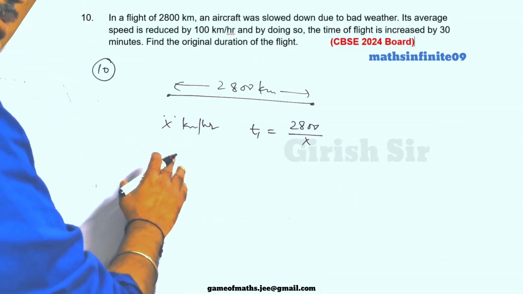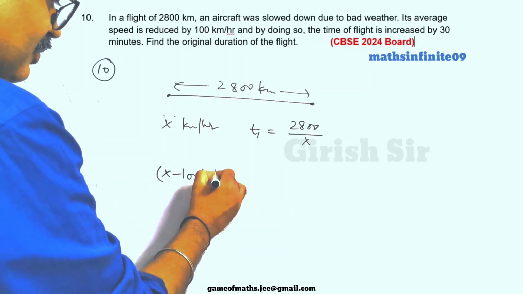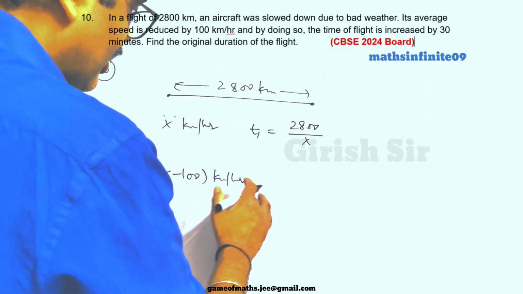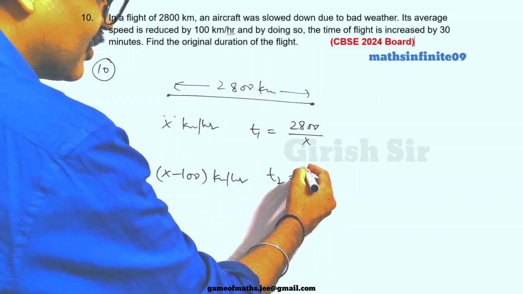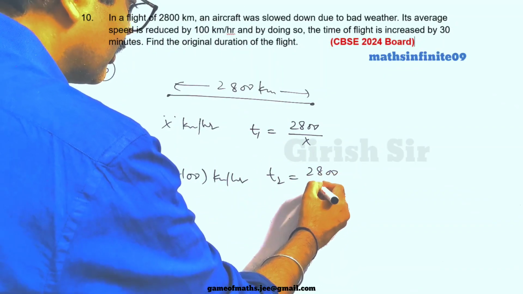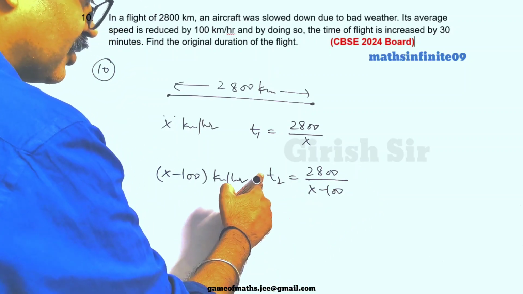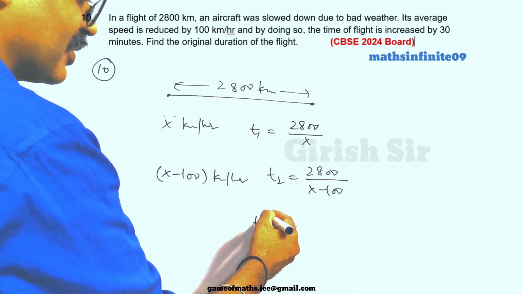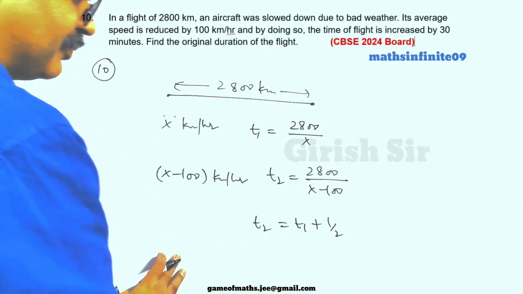After that, the speed of the aircraft decreases, so it moves at a lower speed, which is x minus 100. As per the question, speed decreases by 100 km per hour. So the new time it's going to take to cover the same distance, of course, should be higher. So t2 would be 2800 divided by the new speed x minus 100. Now according to the question, the time taken here is 30 minutes more than in the previous case. So we'll change that to hours. So t2 is t1 plus half an hour.